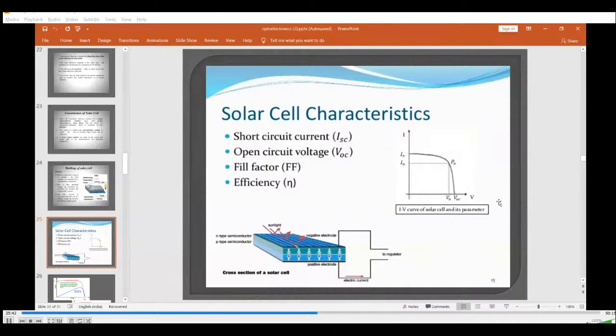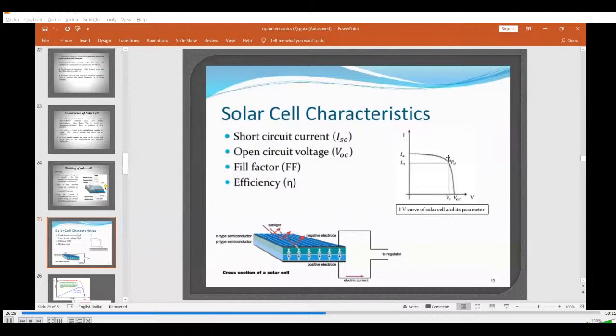What can we observe in this plot? We observe the open circuit voltage, short circuit current, maximum current and maximum voltage. Clear? Maximum current and maximum voltage, and also the MPP, maximum power output. In this experiment, we change the resistance, and for different resistances the current varies. Then we plot the graph, and from the graph we obtain five parameters: short circuit current, open circuit voltage, maximum current, maximum voltage, and the maximum power output.